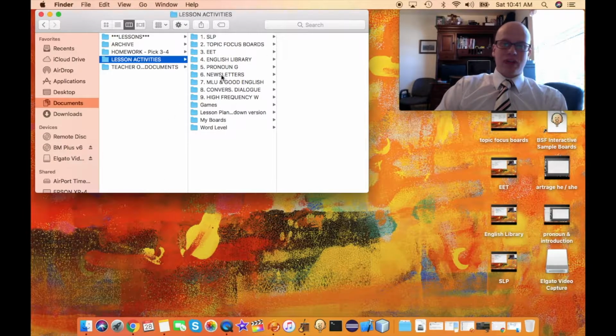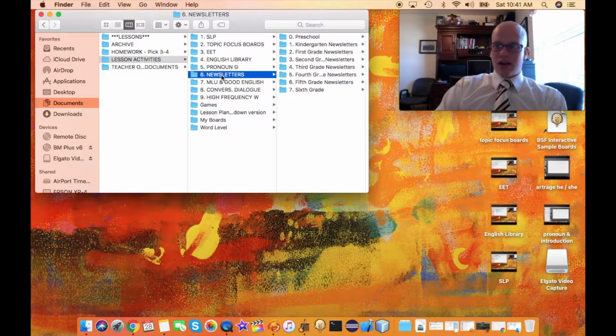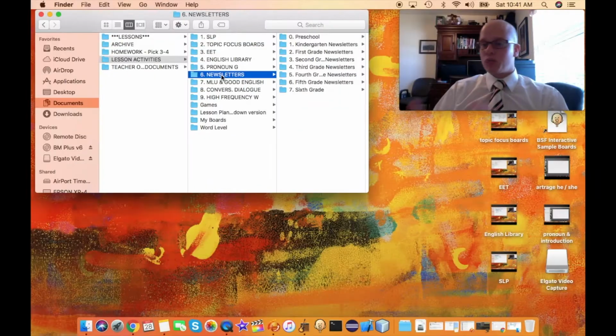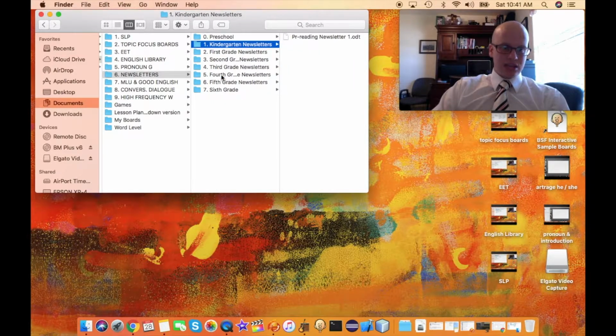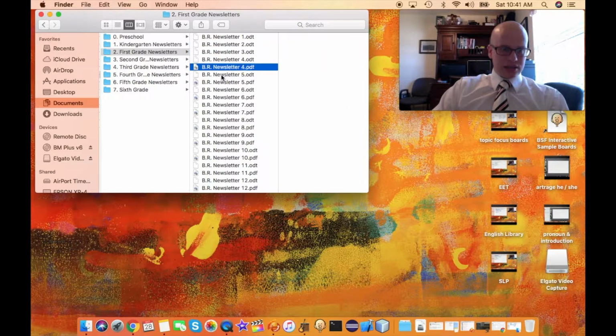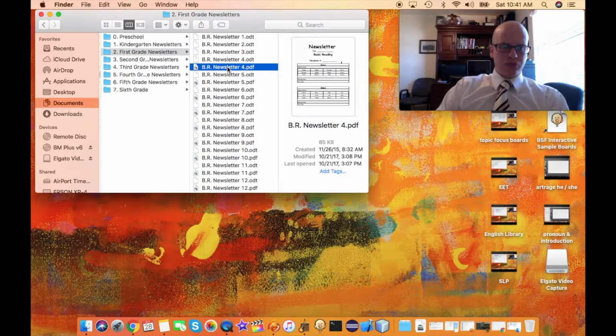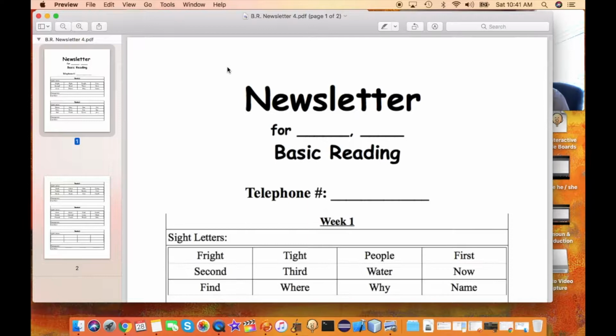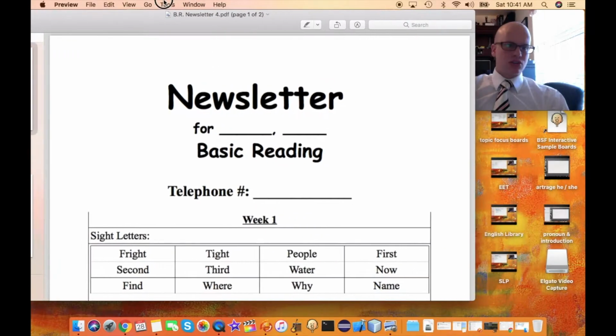These don't have any translations to go along with words or anything like that. Depending on where you're from, that will affect the newsletter and how it looks, and the language that's next to it, the definitions. What we're going to take a look at is just a basic newsletter. It just has the keywords, and let's open newsletter 4 for month 4. And this would be for basic reading.